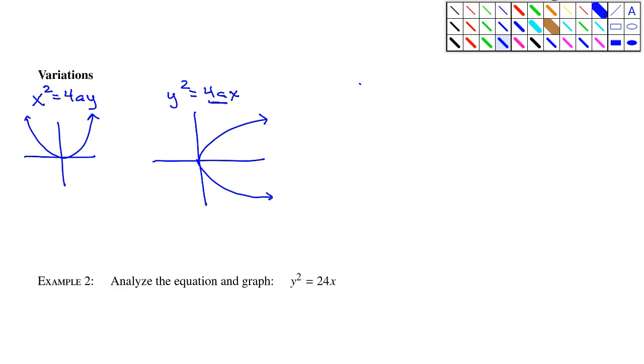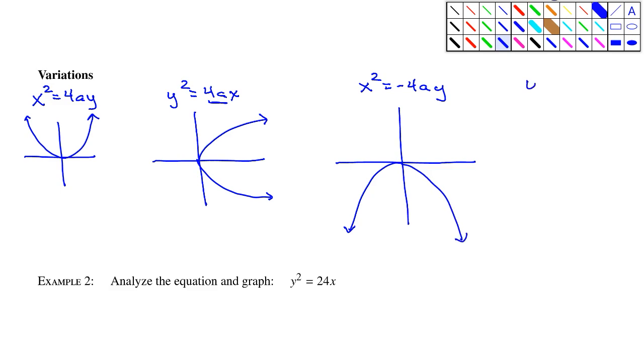And then x squared is equal to negative 4ay. It's going to open down. And then y squared is equal to negative 4ax, opens to the left.